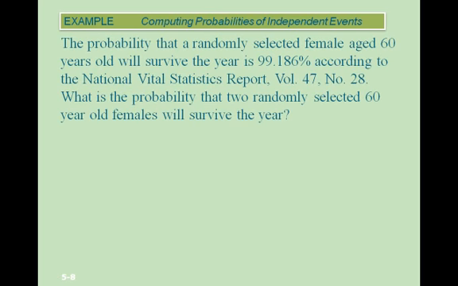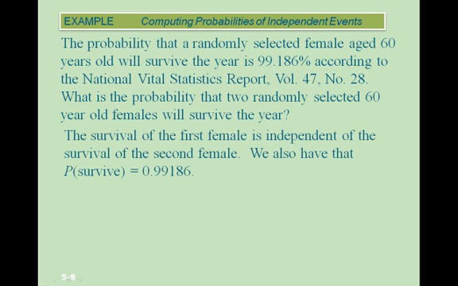In this example, we want to compute probabilities of independent events. The probability that a randomly selected female aged 60 years old will survive the year is 99.186% according to the National Vital Statistics Report. What is the probability that two randomly selected 60-year-old females will survive the year? Remember that since they are randomly selected, the survival of the first female is then independent of the survival of the second female.